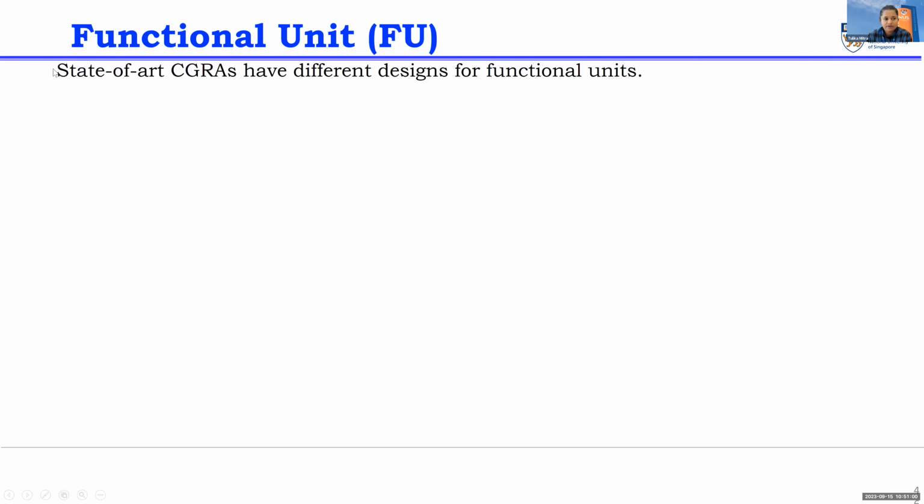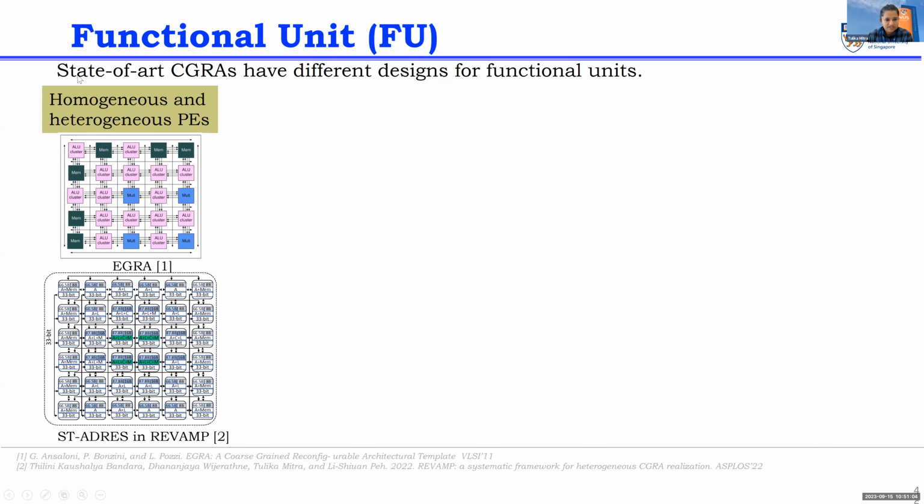So we'll see what type of functional units are there in the state-of-the-art CGRAs. First, there's a variation of homogeneous and heterogeneous functional units. For example, in this EGRA design, there are ALU functional units and separate multiplier functional units. Also the second figure shows an architecture in a heterogeneous version derived from the REVAMP tool, which is a heterogeneous CGRA realization tool.